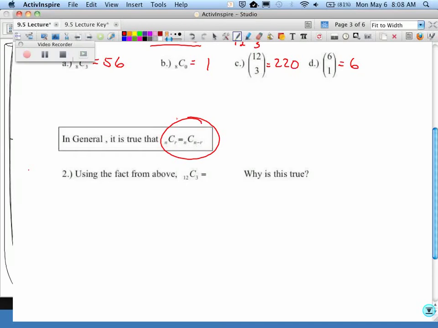So that's why. Do 12C3 and do 12C9 and tell me what you get.